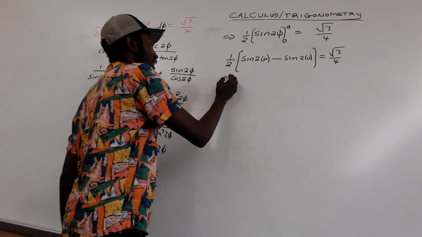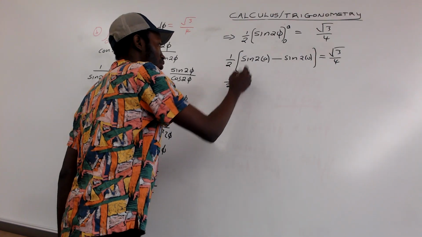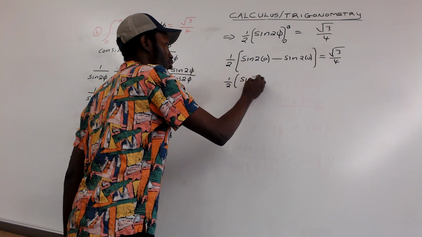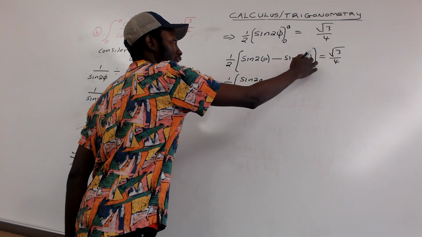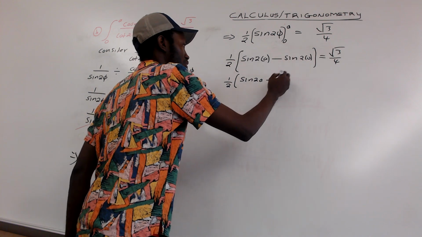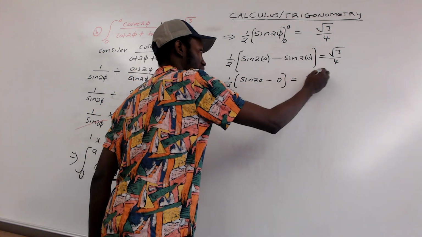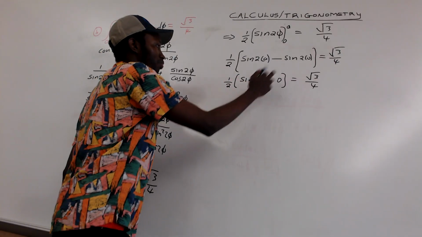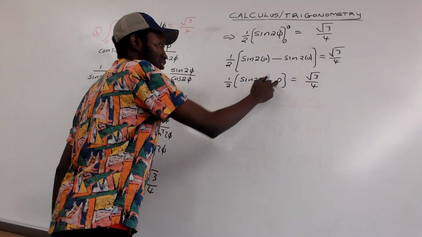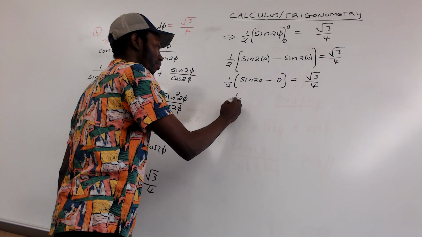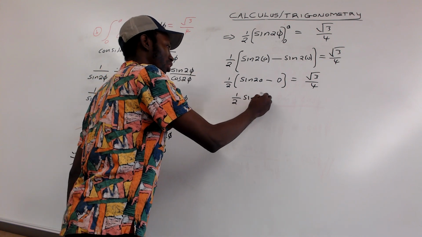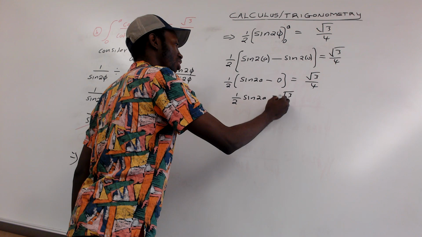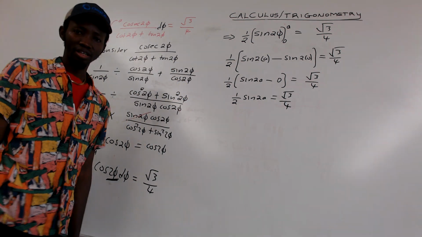So if we maintain half into, this is going to give us sine 2a minus sine 2 times 0, so sine 0 is always 0, equals root 3 all over 4. So sine 2a minus 0 is just sine 2a. So we have half sine 2a equals root 3 all over 4. This is what we have.